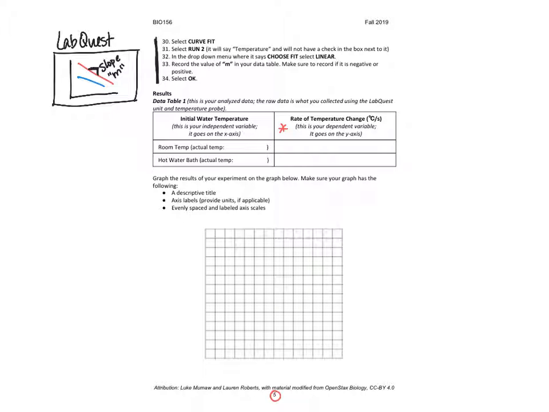A quick note: the data that you collected on the LabQuest unit is what we call the raw data. The raw data is not what we are graphing down here. We don't want the raw data. What we did is some analysis, and we ended up making some analyzed data. We looked at that slope, and we looked at the rate of temperature change over time. So this is the data in this table right here that is going to go on this graph down here.